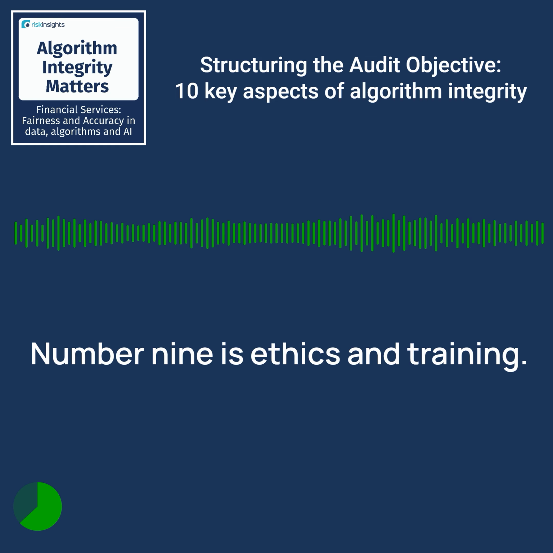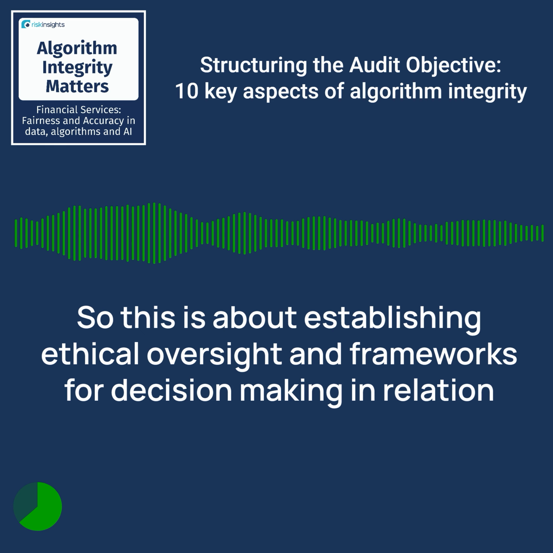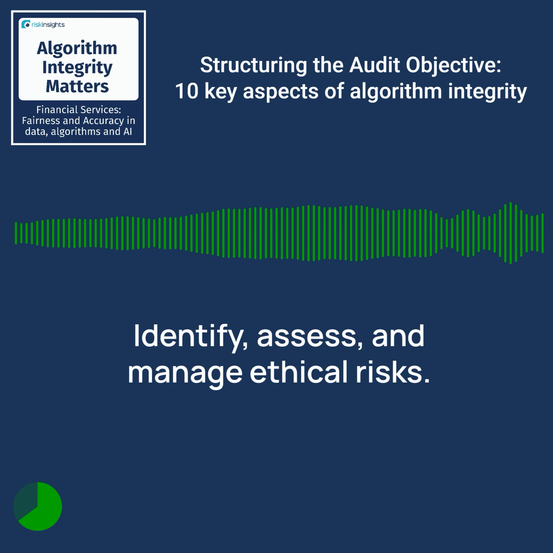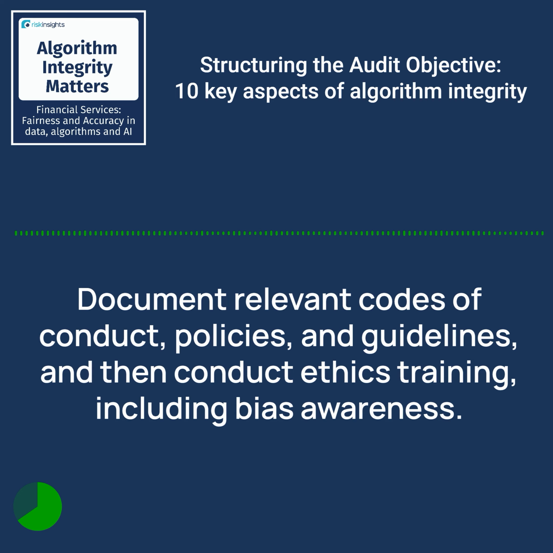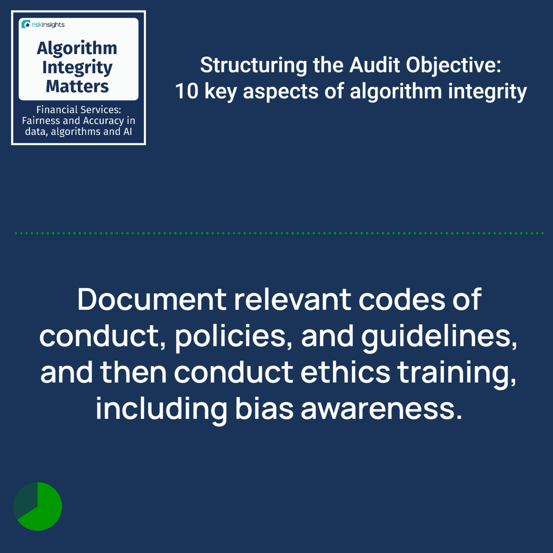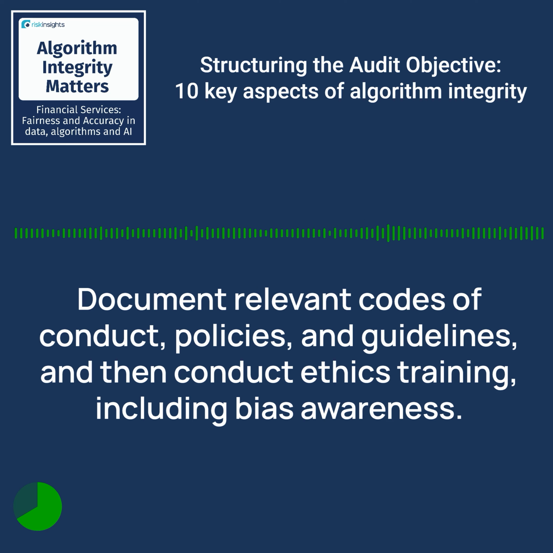Number 9 is ethics and training. So this is about establishing ethical oversight and frameworks for decision making in relation to how the algorithm will be constructed, largely. Identify, assess, and manage ethical risks. Document relevant codes of conduct, policies, and guidelines. And then conduct ethics training, including bias awareness.